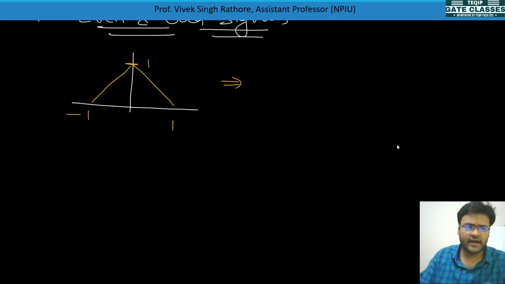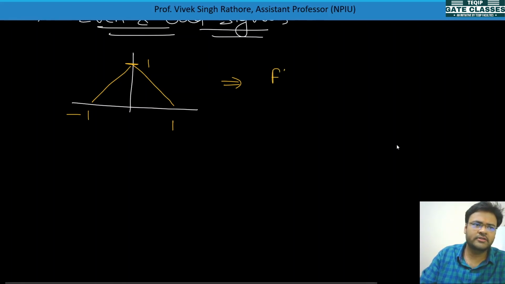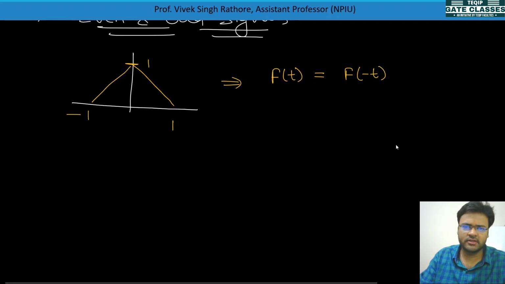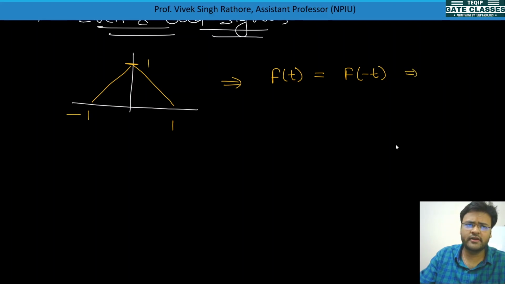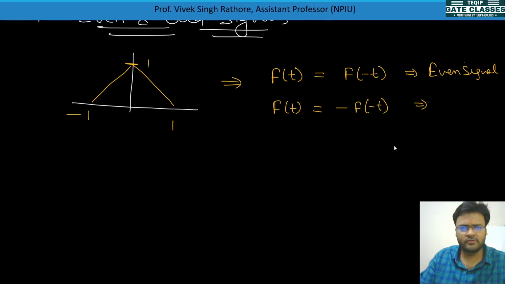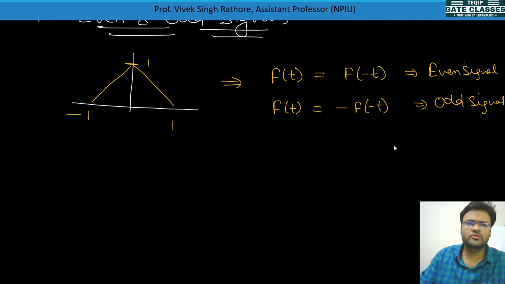The first criterion for detecting whether it is even or odd: if you take a signal f(t), and f(t) is equal to f(-t), where f(-t) is time reversal, which we have already studied, then you can definitely call it an even signal. Simple concept. And if f(t) is equal to minus f(-t), where f(-t) is time reversal and the minus is magnitude reversal, then this condition is satisfied by an odd signal. So you should remember these two conditions.